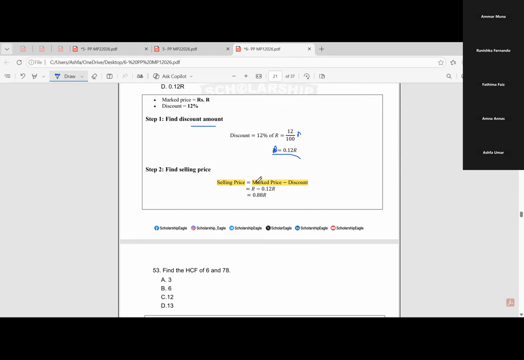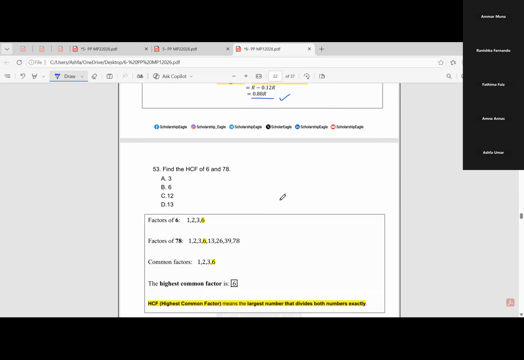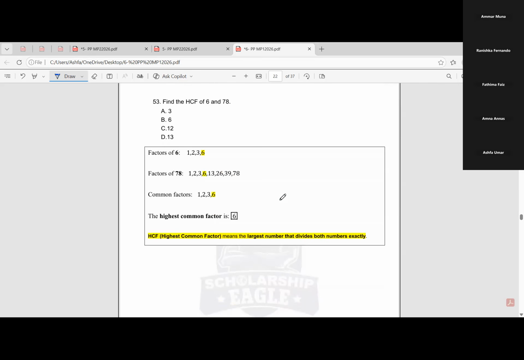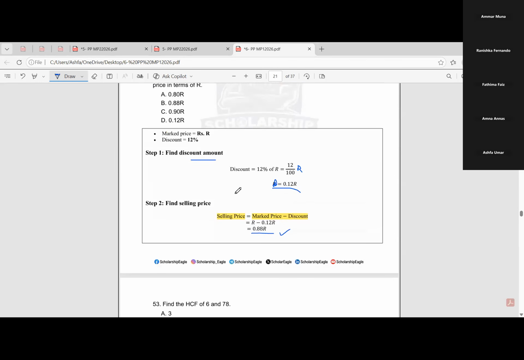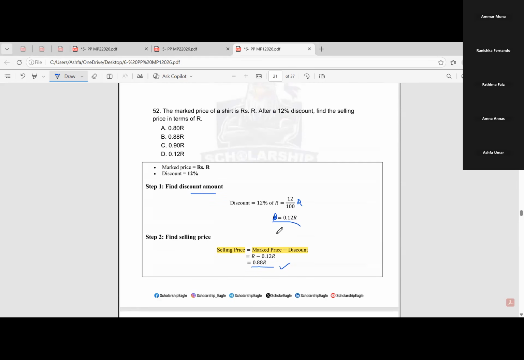And the selling price, you get when you deduct the discount from the marked price. So you get this as the answer. Remember that after the discount, the customer pays 100% minus the discount. The discount has to be deducted from the marked price, so then you get the selling price.